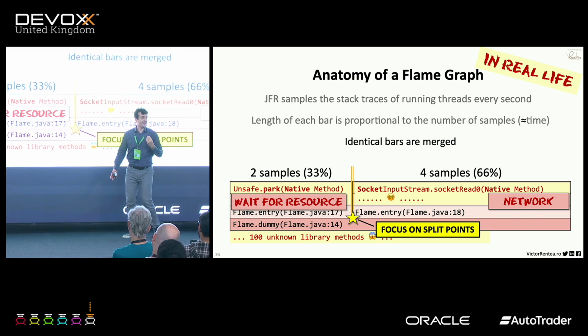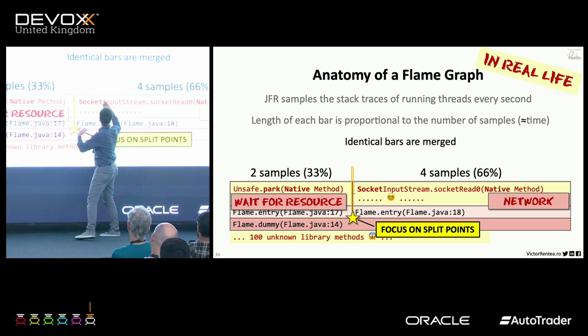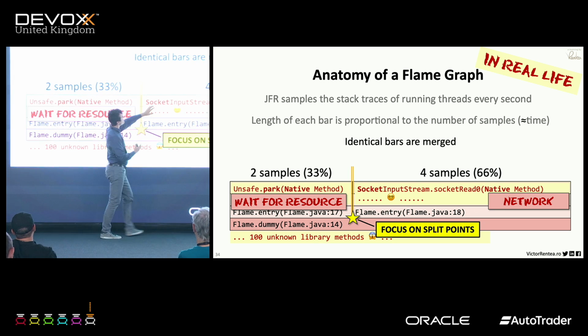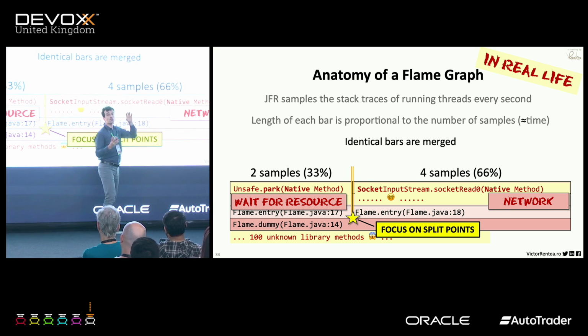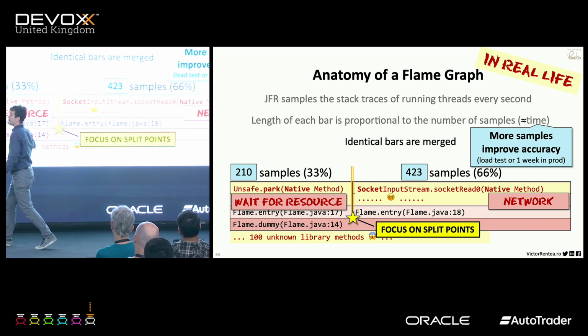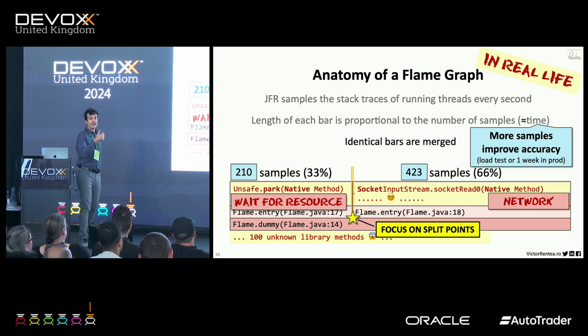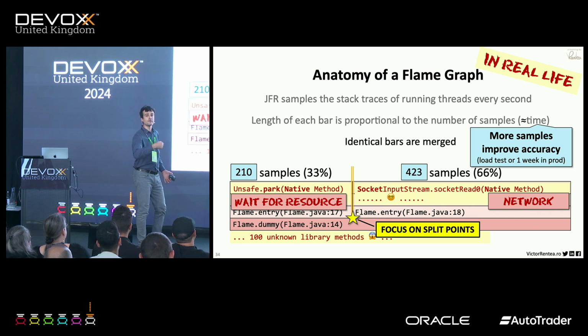Because it could just be luck. Maybe if you run it many more times, the 2 would remain 2, but here there would be 400. You don't know. It's too small a sample. So because it's sample-based, you want to have a lot of samples. How do we get that? Either with heavy load tests or by running in production. Keep it open for 1 week and see what it says.